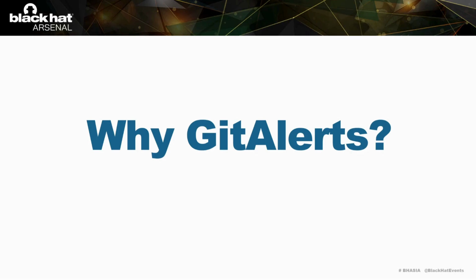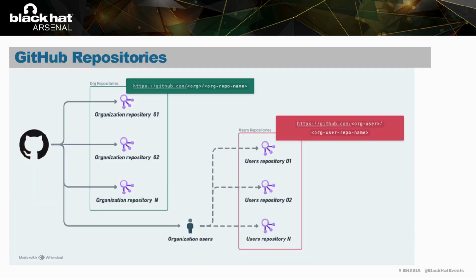However, an aspect that is often overlooked is monitoring the public activities of their organization users. Let us understand this with a simple diagram. In this diagram, we have two types of repositories. Type one is the organizational repositories, which are in green, and type two is the organization users' repositories to be precise, which are in red.